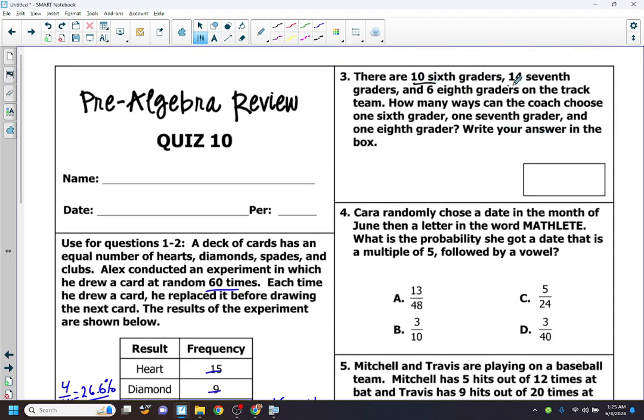There are 10 sixth graders, 14 seventh graders, 6 eighth graders on the track team. How many ways can the coach choose 1 sixth grader, 1 seventh grader, and 1 eighth grader? So 10 times 14 times 6. Pretty straightforward. That should be 840.